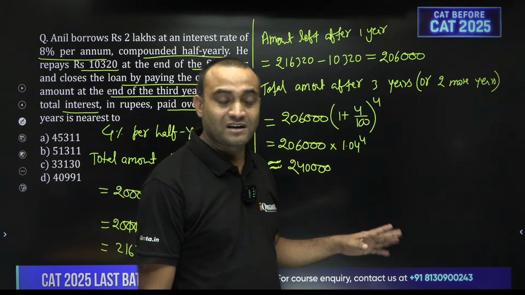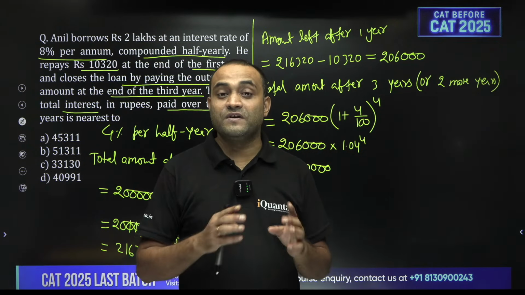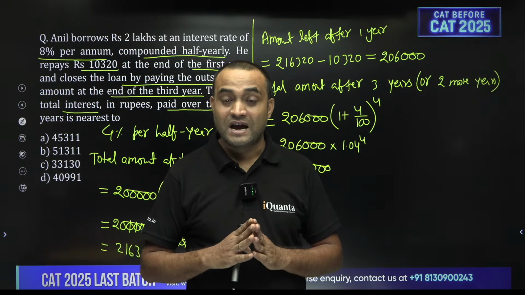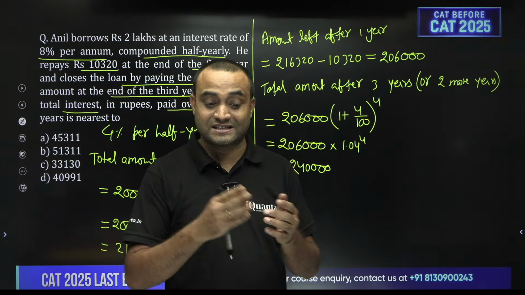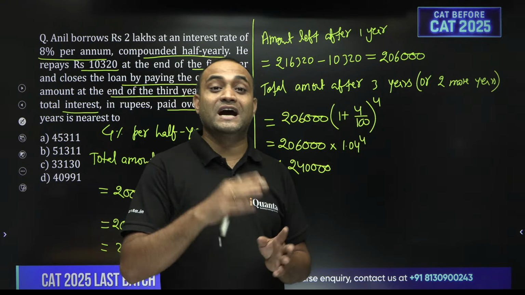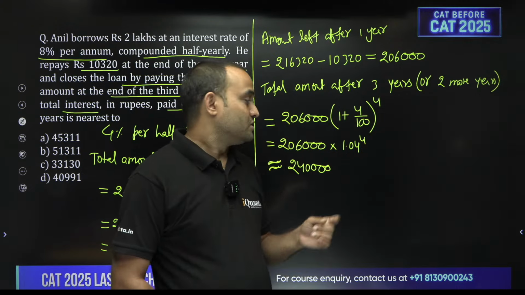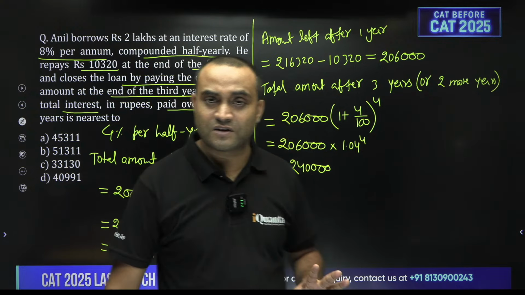How did I do that? Because 4%, 4%, 4%, 4%. Even if it was simple interest, total would be 16%. And it's successive percentage, right? It's compound interest, successive percentage. Interest will be added on interest. So that value must be more than 16%. So I am taking 17% approximate, and that will be 2,40,000.